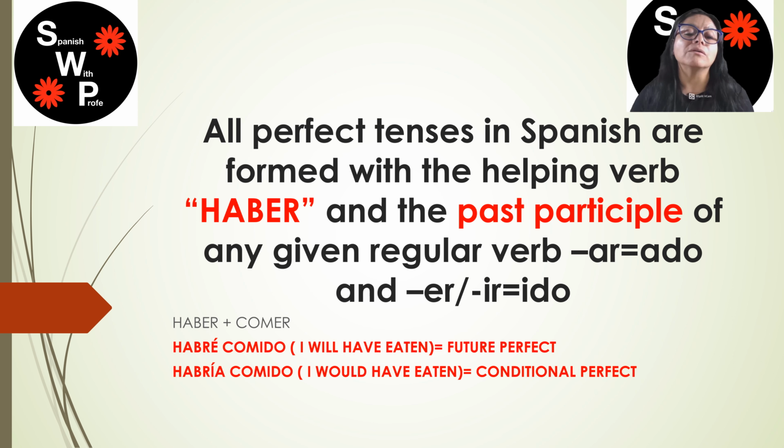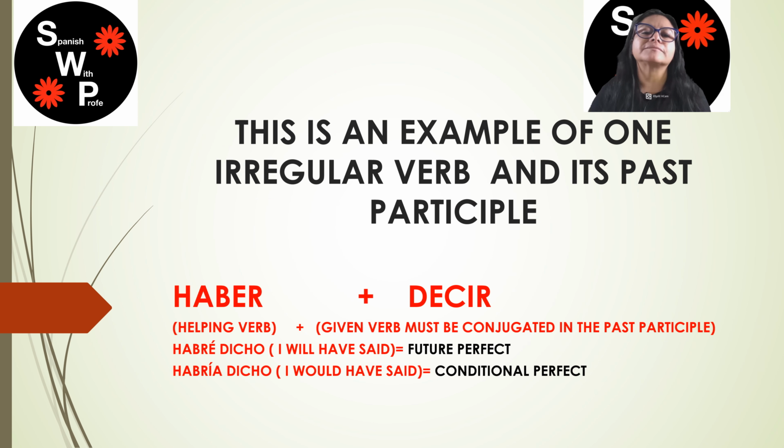Habría comido, I would have eaten. The same thing, two verbs to form the conditional perfect in Spanish versus, in English, three verbs. That's the conditional perfect. Let's move on.